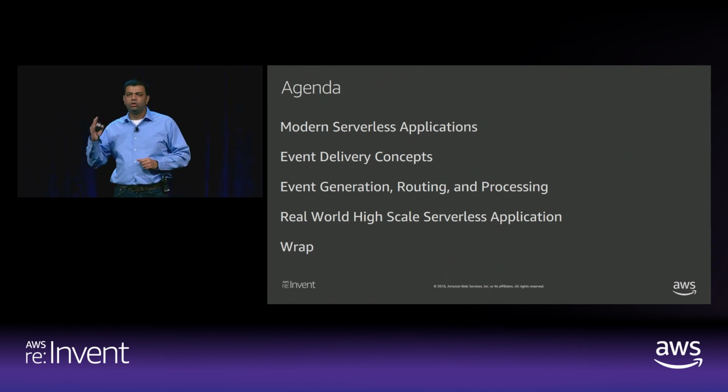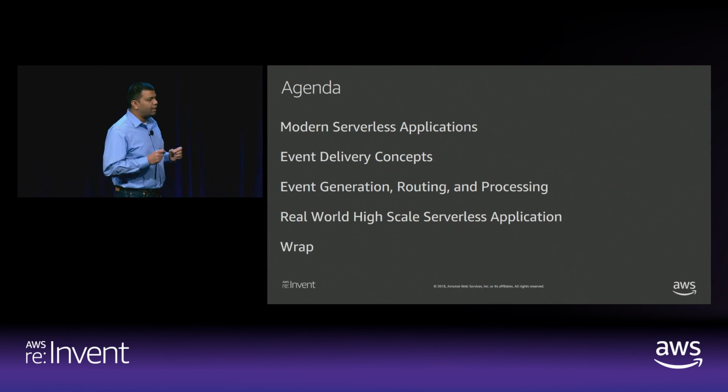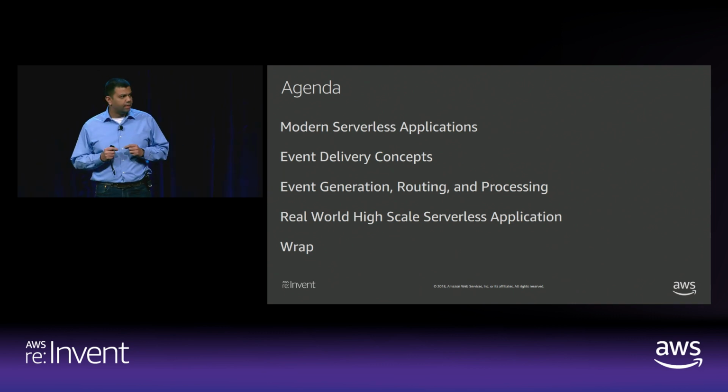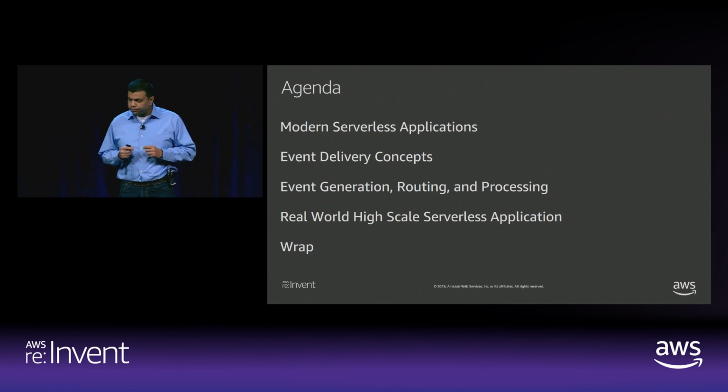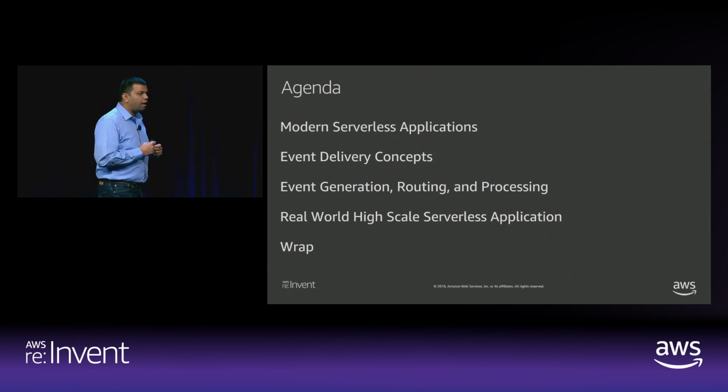And then we are going to go deep into three main areas of an event-driven architecture: the generation, routing, and processing of events. And then we're going to look into what are some of the key considerations in each of these areas to focus on. Finally, we will have Mick up here from Mapbox, and he's going to talk about their architecture, from one of our esteemed customers, Mapbox. And then we're going to wrap it all up.